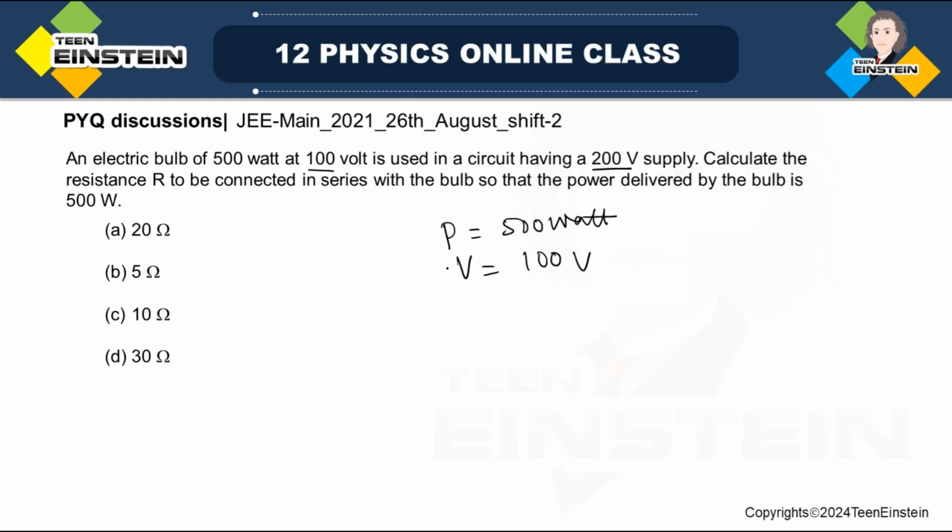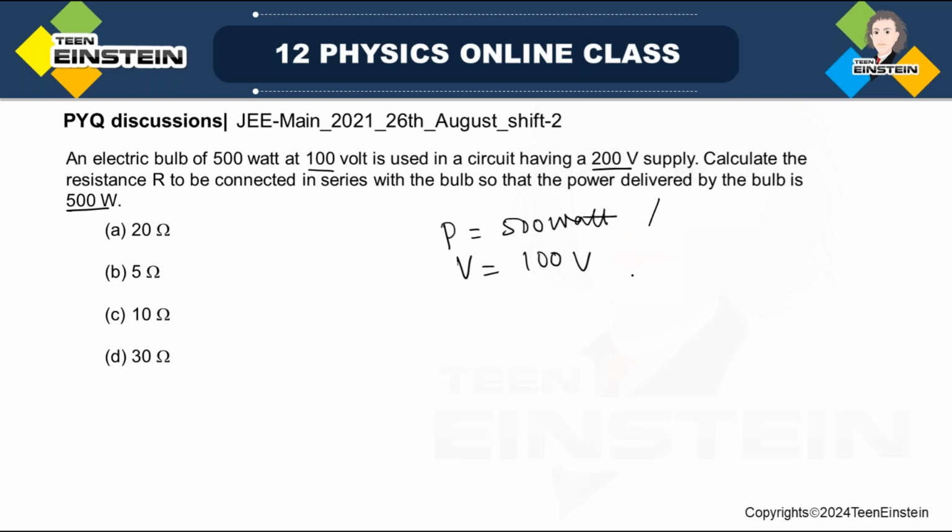Now the question is, the same bulb is connected now to a circuit where you have 200 volt supply. Calculate the resistance R to be connected in series so that the power delivered by the bulb is not changing. Okay, that will be 500 watt itself. So I'll just tell you once again, there is a bulb specified by 500 watt power delivered by a bulb when it is connected to a source of 100 volt. But if the same bulb is connected to 200 volt supply, then in that circuit you have to connect certain resistance in series to get the same amount of wattage, the power delivered by the bulb. So what is that resistance?